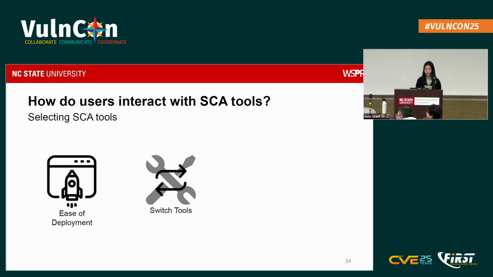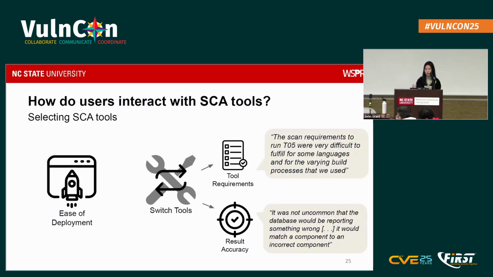An interesting thing we observed was that participants sometimes also switched tools. And there are 2 main challenges that led participants to switch tools. The first one was sometimes the SCA tool had really strict scan requirements, and their engineering teams or their workflows probably couldn't satisfy the requirements easily. So they had to change their pipelines a little bit, put in additional effort so that their SCA scans can run smoothly. That was one of the reasons that they switched tools.